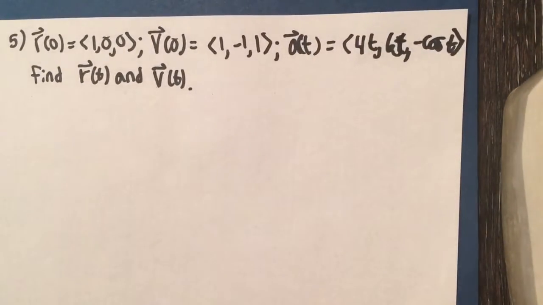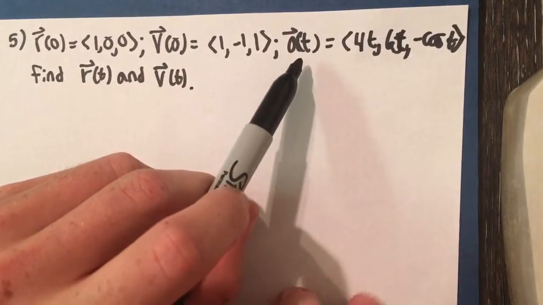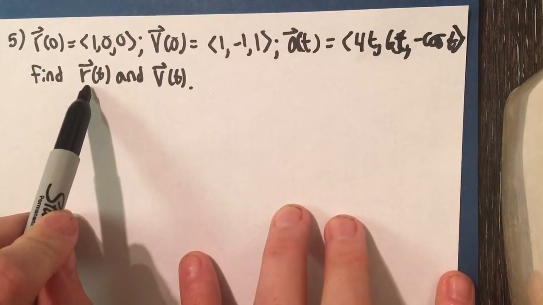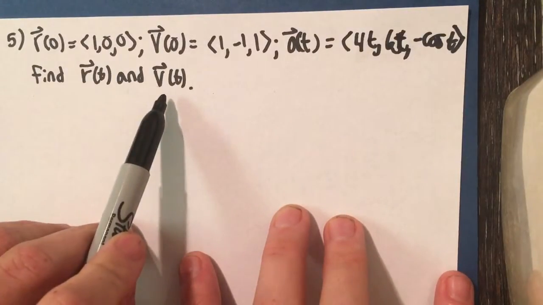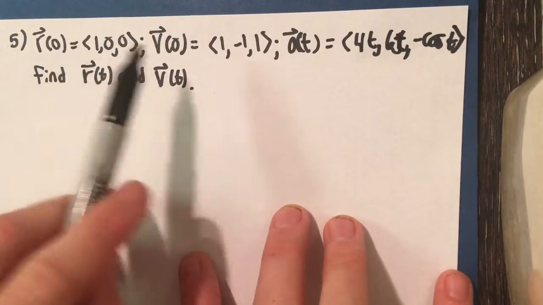And now we move on to question 5. Question 5 gives us an equation of acceleration and asks us to find the position vector and the velocity vector with respect to t. They're given two initial values, r0 and v0.